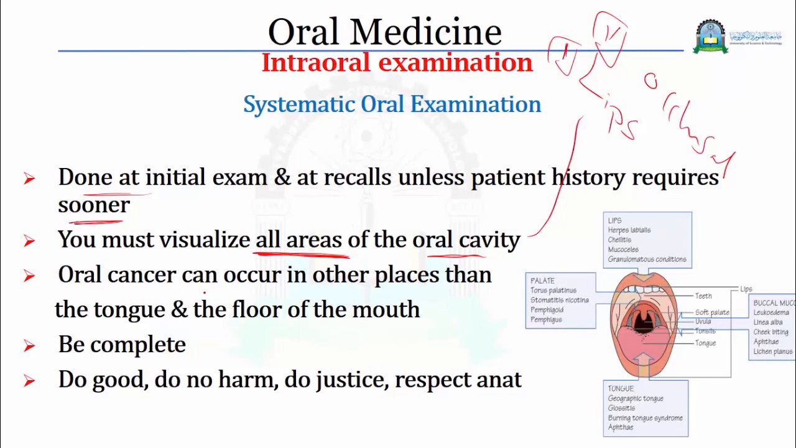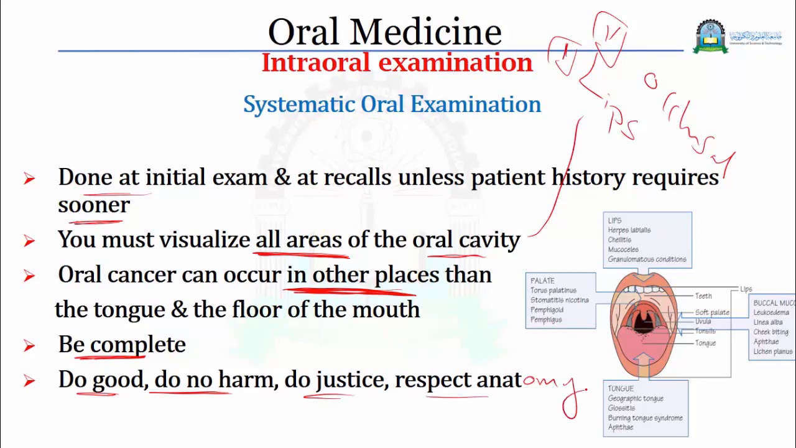Oral cancer can occur in other places, not just the floor of the mouth and the tongue. It might be found in other places than the tongue and the floor of the mouth. Be complete. Examine all the parts of the oral cavity. Do good. Don't harm the patient. Do justice and respect the anatomy of the patient.